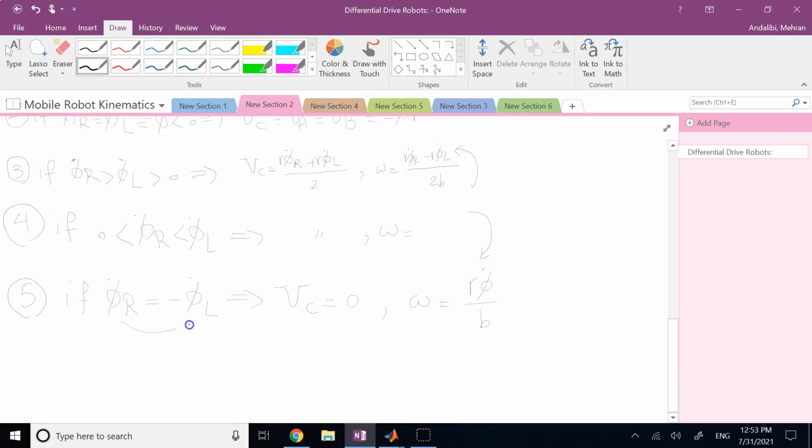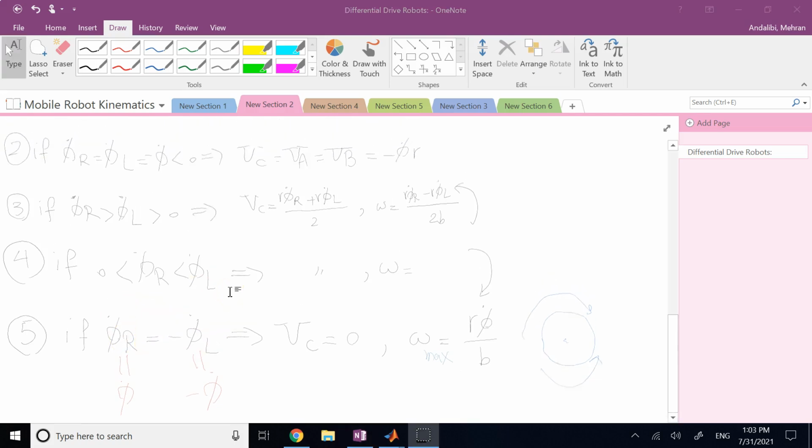Okay, so if these two are equal to a phi dot or negative of phi dot, so this is positive phi dot, right? This other one is what? Negative phi dot, correct? Then this is going to be your max omega, and that is going to be r phi dot divided by b, and it is going to rotate in place. It's not going to move at all. It is pure rotation in place about the center, either this way or this way, depending on which one is positive, which one is negative.